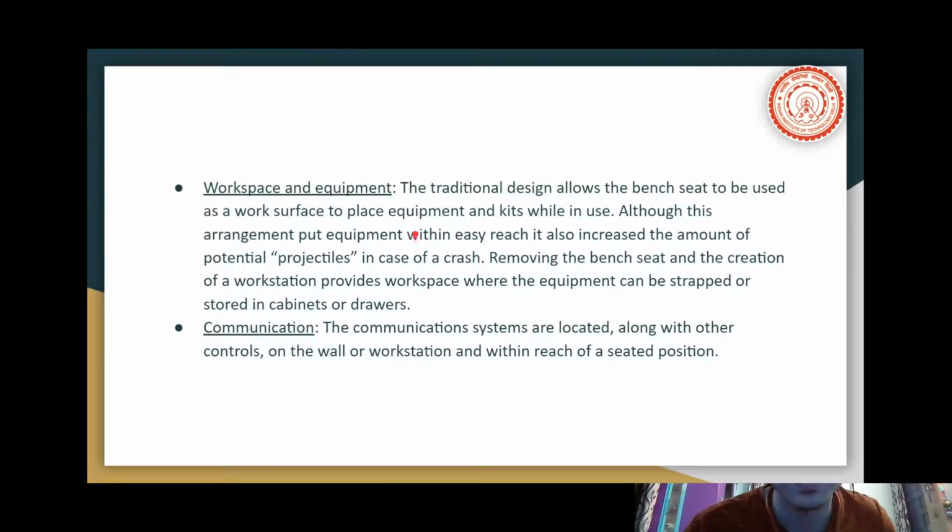Then we come to the workspace and equipment. The traditional design allows the bench seat to be used as a work surface. Although this arrangement puts equipment within easy reach, it also increased the amount of potential projectiles in case of a crash. Removing the bench seat and creating a workstation provides workspace where the equipment can be stored in cabinets or drawers.